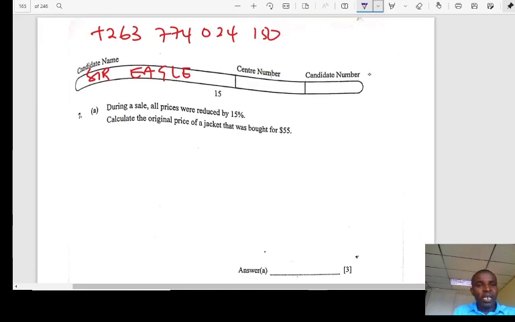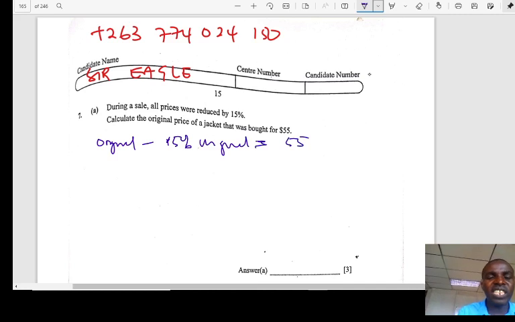Question number 7. During a sale, all prices were reduced by 15%. Calculate the original price of a jacket that was bought for $55. So, all percentages, please take note. You work from the original price, right? So you say original price, not old price, original, minus, in this case, the reduction. If it's an increase, you say plus. Minus percentage, in this case, is 15% of original is equal to new price, which is 55 here in this case. So it's old plus percentage of old or minus percentage of old is equal to new.